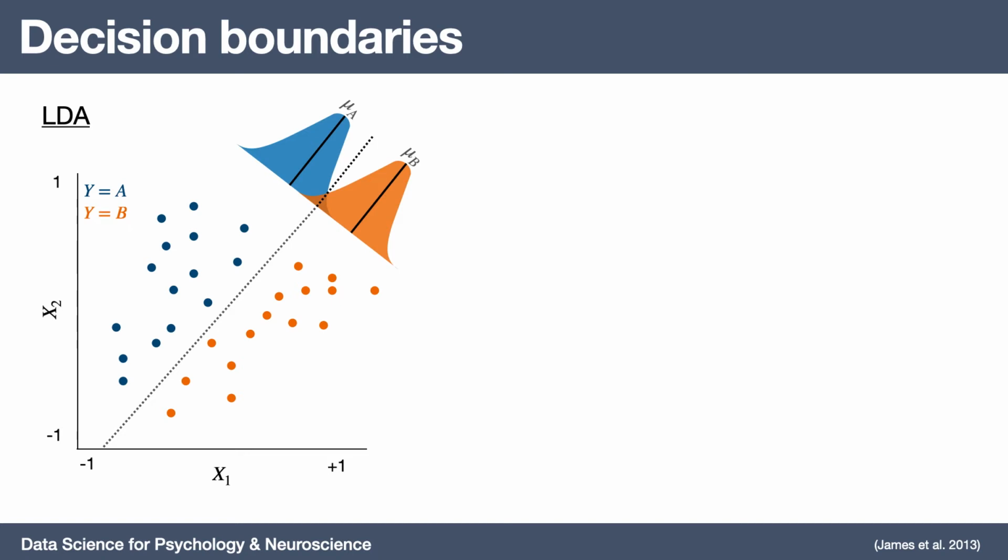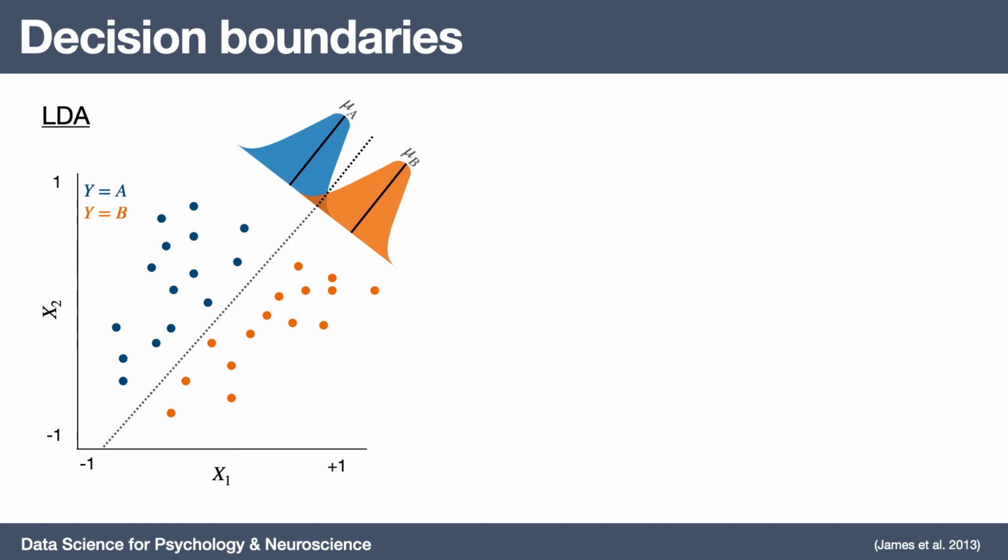There still is this underlying assumption about the nature of the distributions that generated your data. Remember, LDA assumes that there are Gaussian distributions that generated your observations for A and observations for B. And the difference between LDA, linear discriminant analysis, and QDA, quadratic discriminant analysis, is really just your assumption on the variances of those underlying generative distributions.